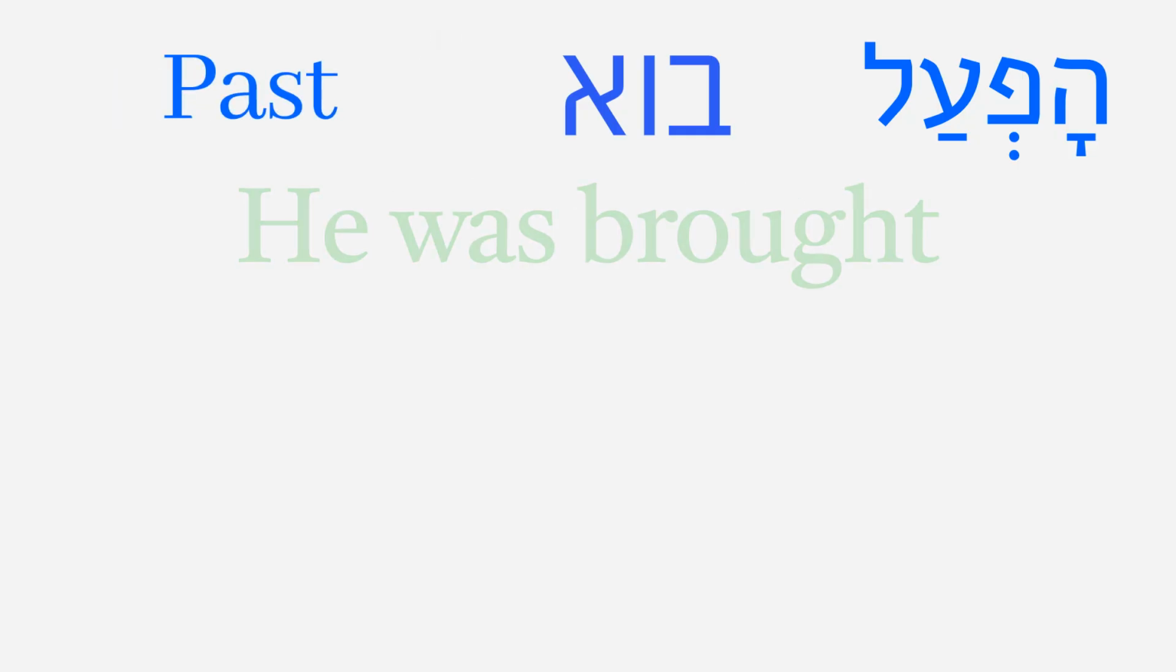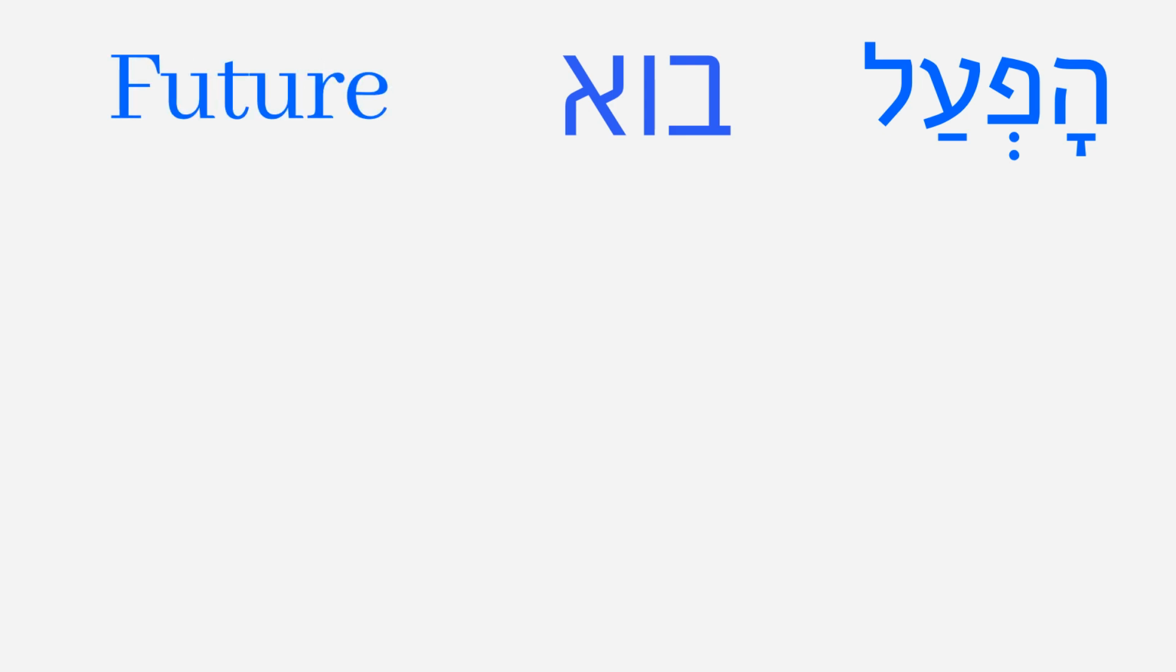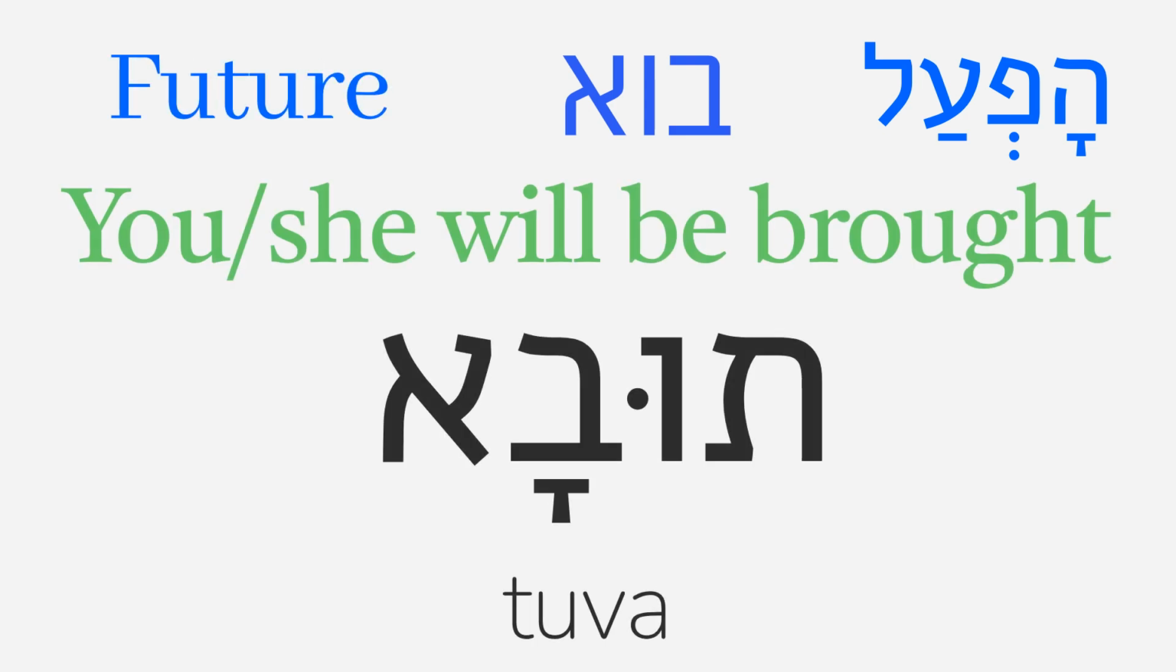The past tense verb he was brought is huva, which has the same structure with the u vowel, missing vav, and kamatz on the first root letter, as does the future tense verb tuva. You will be brought masculine singular, or she will be brought.